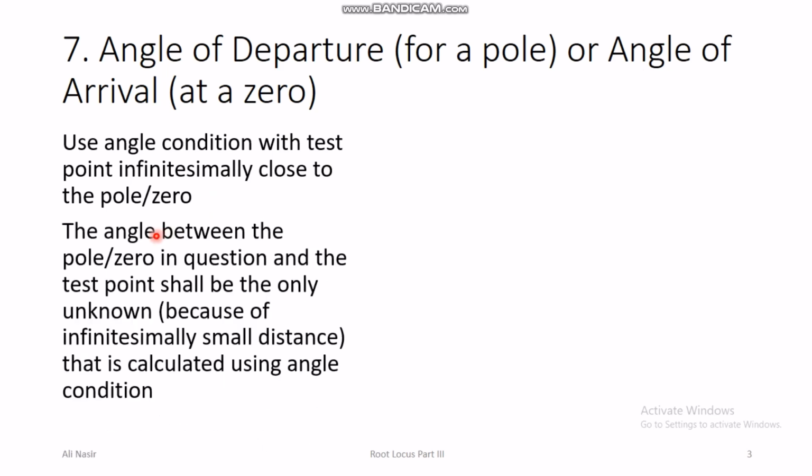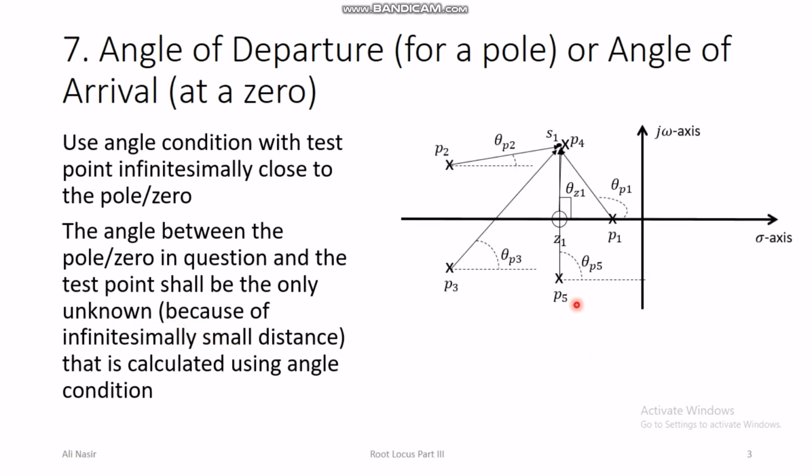The angle between the pole in question and the test point shall be the only unknown. So this will become clear with the help of this diagram. For example, let us suppose we have 5 poles and 1 zero in a system. This is, let's say, an open loop system having 5 poles and a zero, and we want to calculate the angle of departure of this pole.